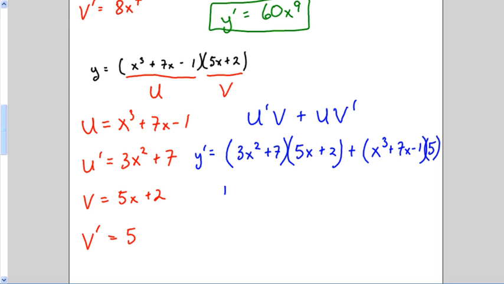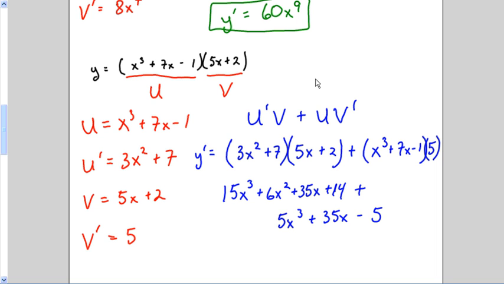So let's see here. We would have 15x cubed plus 6x squared plus 35x plus 14. Goodness. Plus, I'm going to have to do some thinking here. 5x cubed plus 35x minus 5. And oh my goodness, let's put all this together now. Well, it looks like we're going to have 20x cubed plus 6x squared. Where else we got? We got 35 and 35x. I think I see that.